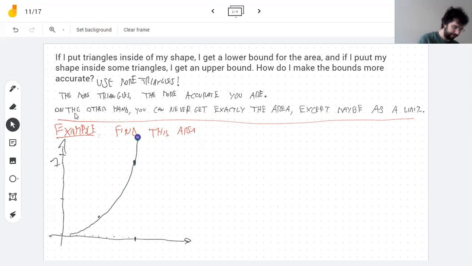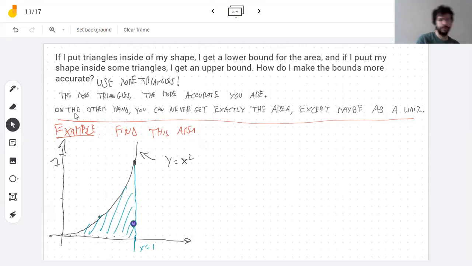So this is a parabola. This is our favorite parabola. This is x equals 1. And I'm trying to find this area, the area under the parabola.